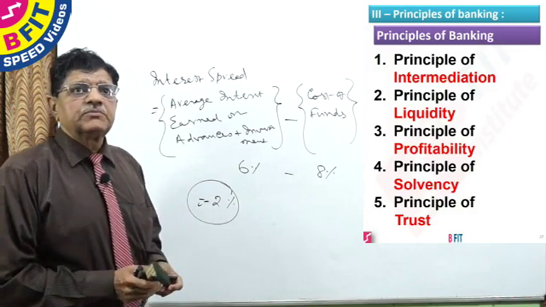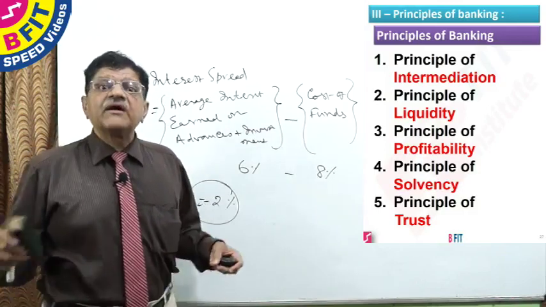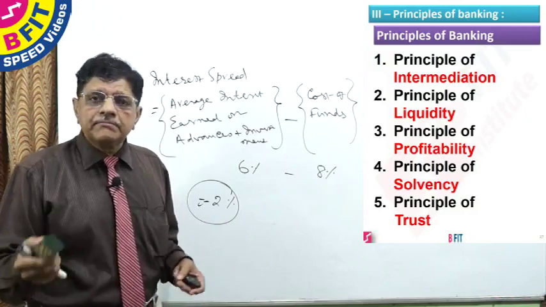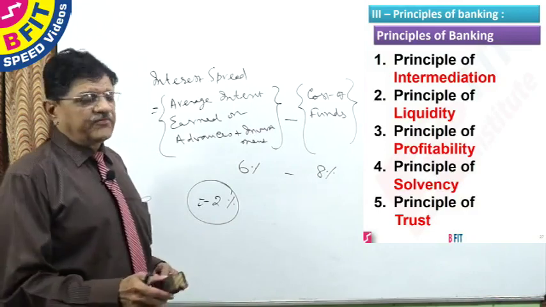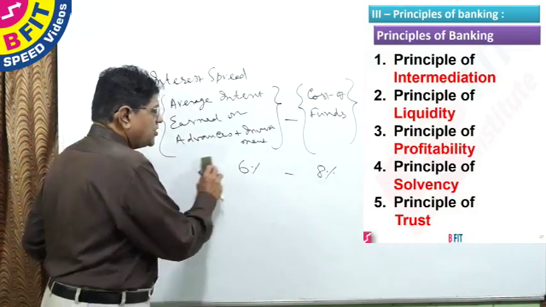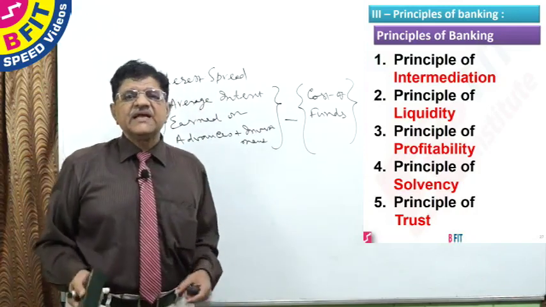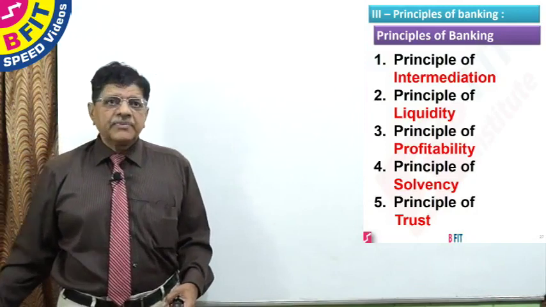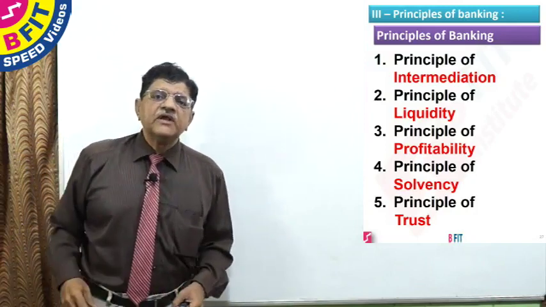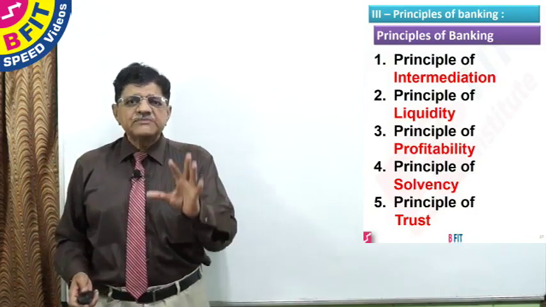The interest spread should be positive, and not only positive, it should cover all his expenses and leave some portion of the interest spread as profit. Therefore, a banker should always look at a positive interest spread because he is an intermediary. The next principle is the principle of liquidity. It is very important. A bank should always be liquid.